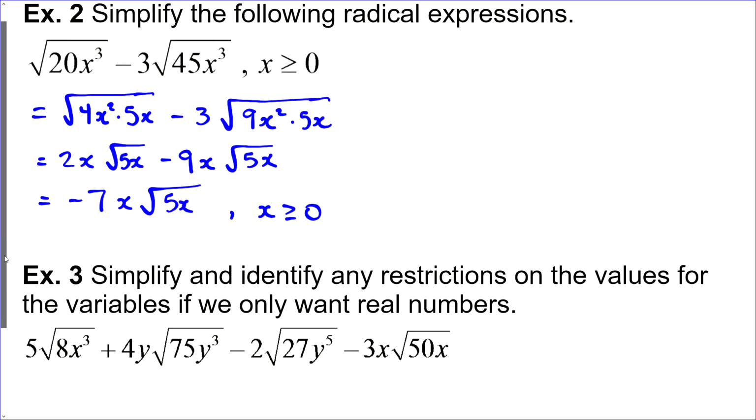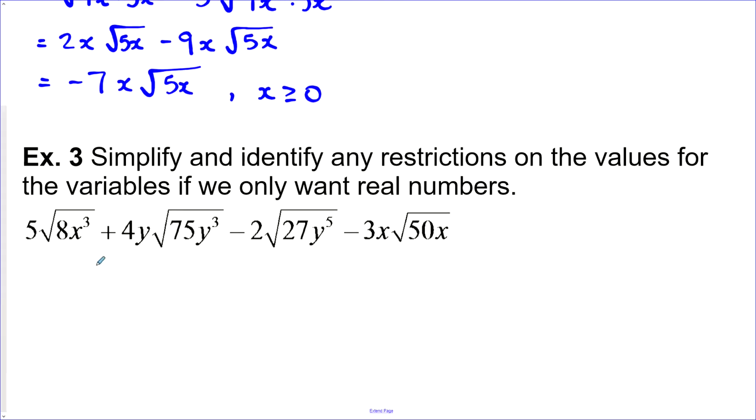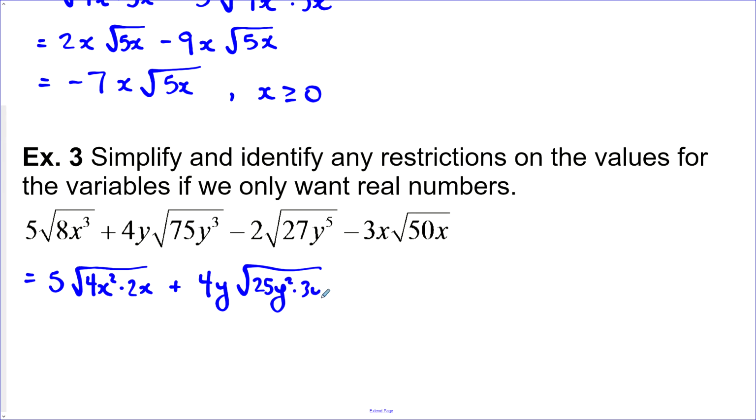For example 3, I'm going to do the same thing. Okay, so find the perfect squares in here, and everything else that's not perfect, leave it in there. 25y squared and 3y stay.